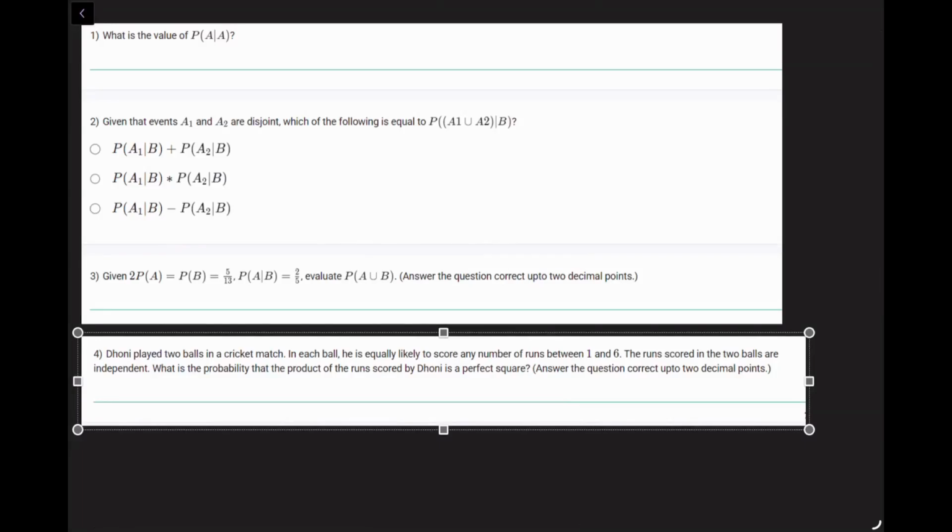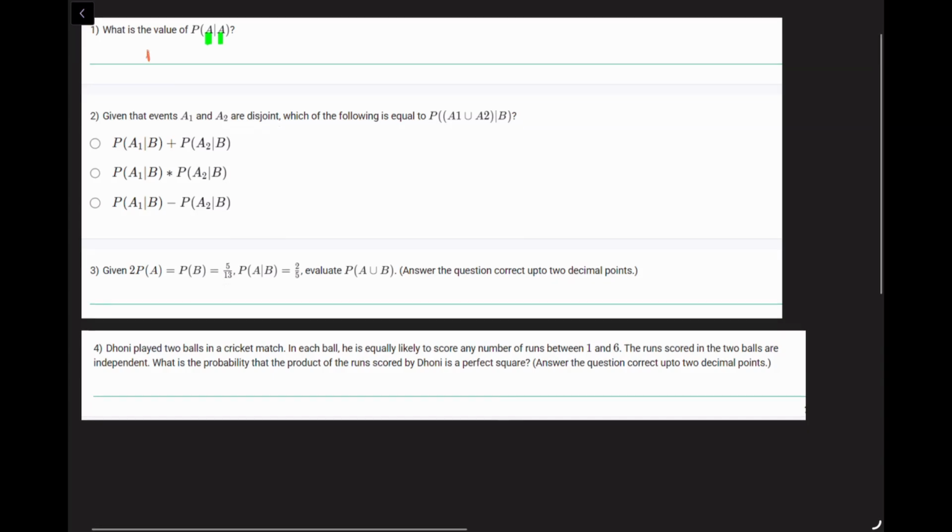Next activity question we have: what is the value of P(A | A)? Knowing event A already occurred, the probability of A. This is a conditional probability, but it's very simple. The question is asking, what's the probability of A occurring given A has already occurred? If something has already occurred, that means the probability of that event is 1, or complete. So the probability is 1. Okay, next question.